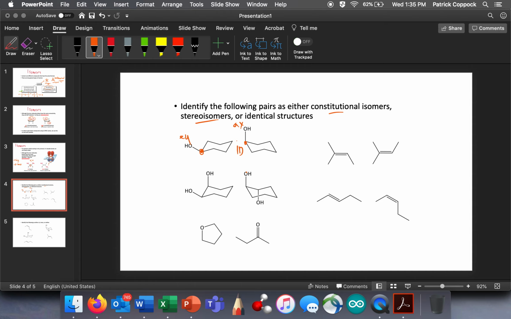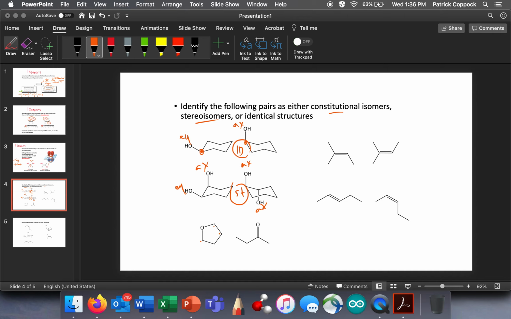All right, now what about this guy over here? So we have an equatorial and an axial, but importantly, they're both on the top side of the ring. And here we have an axial and an axial. And so these are stereoisomers. These are stereoisomers because these are both on the same side of the ring, and these are on opposite sides of the ring, okay? These are not the same thing at all. They have the same molecular formula, I think.